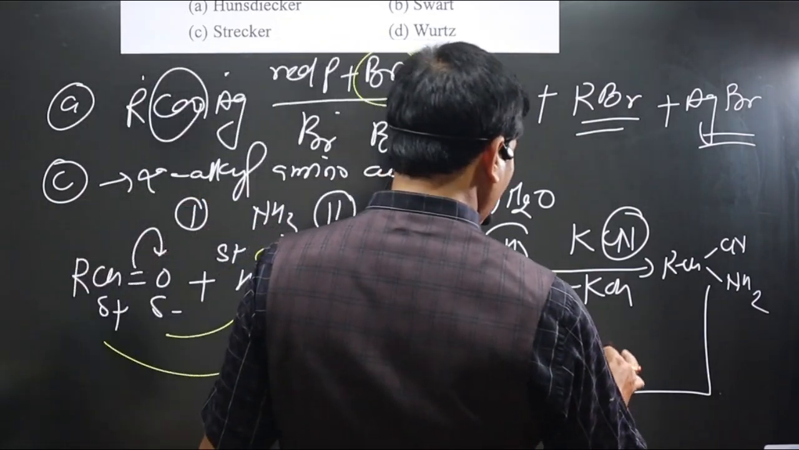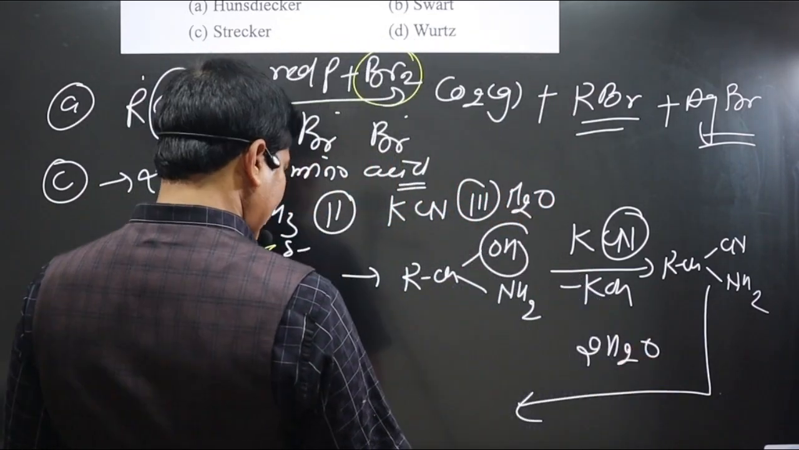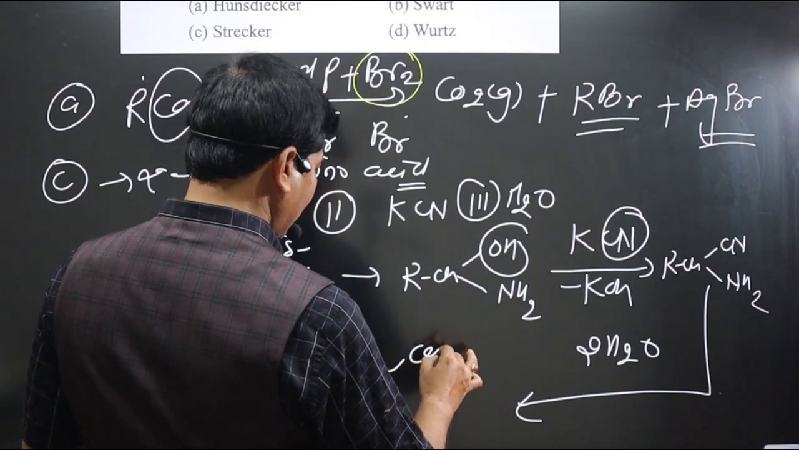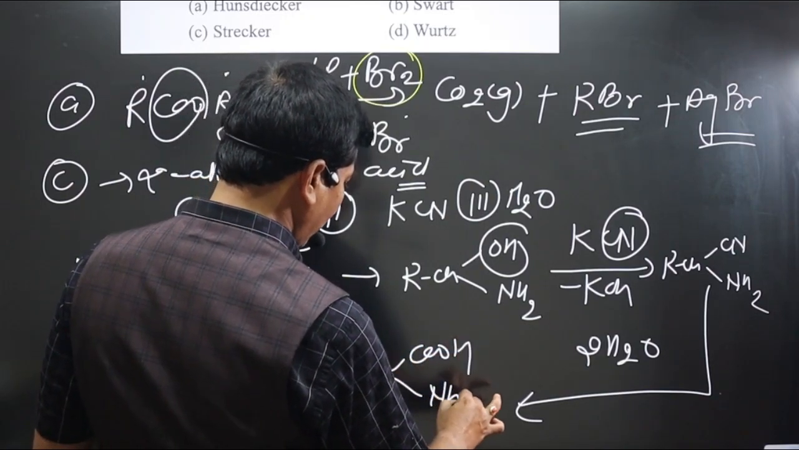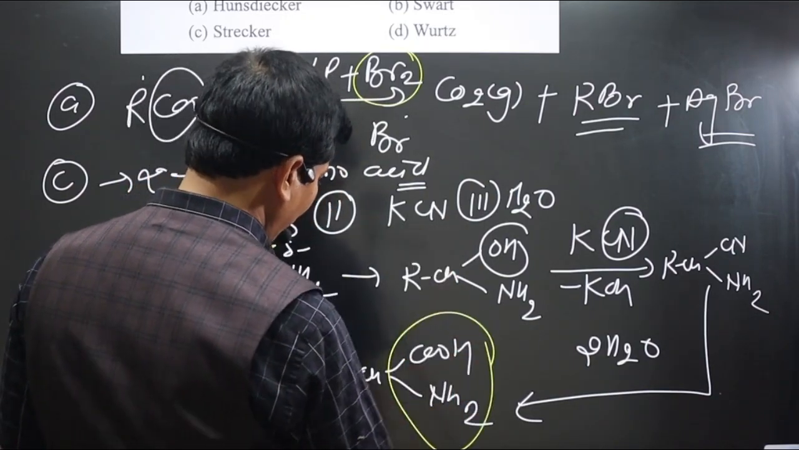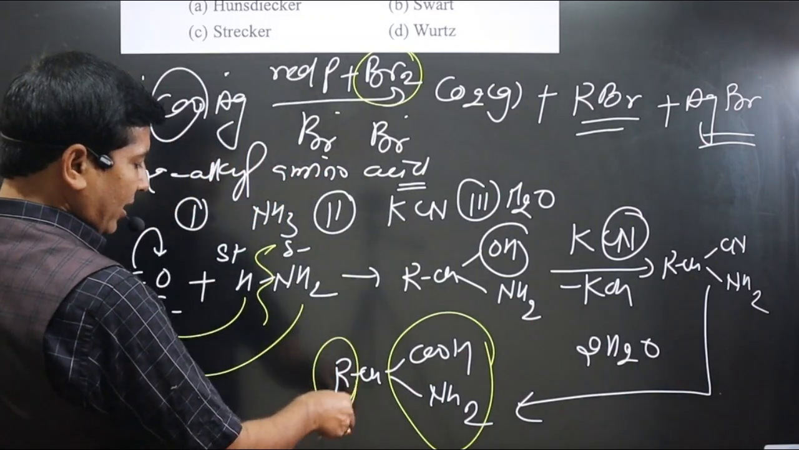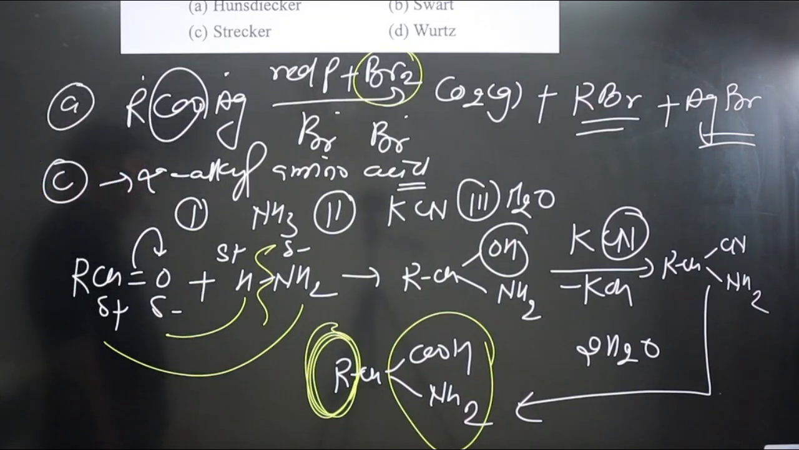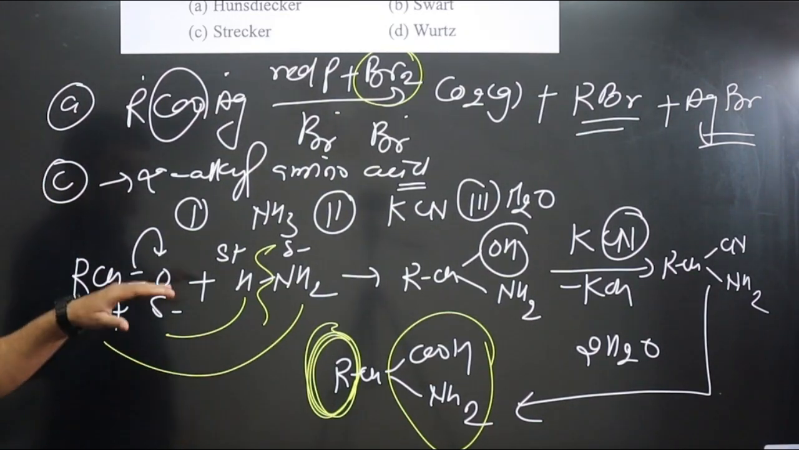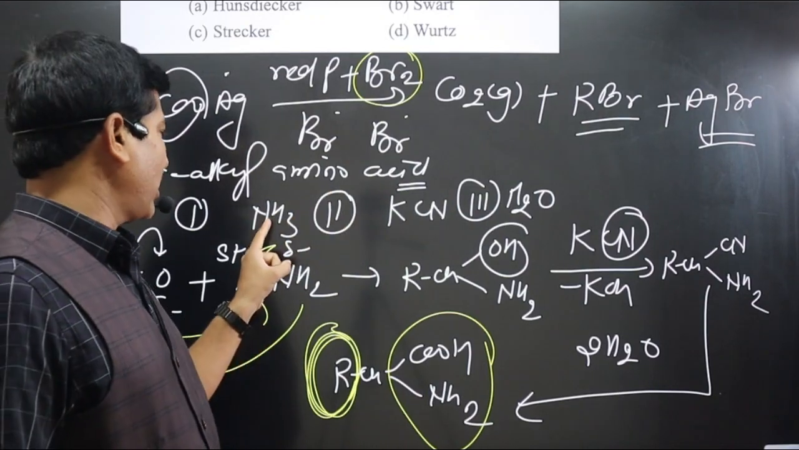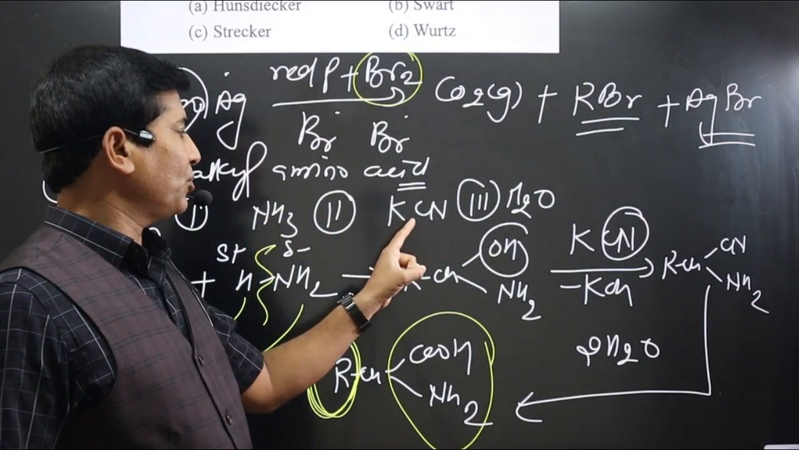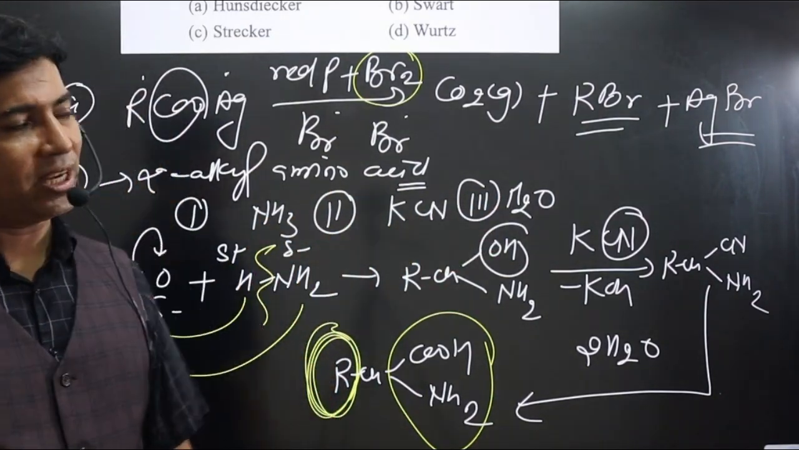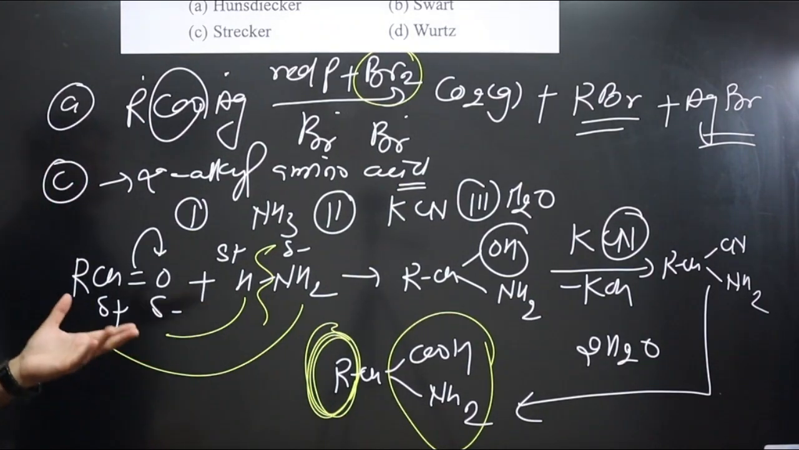So here we are carrying out the hydrolysis reaction. We get RCH, COOH, and NH2. You can see this is an alpha amino acid, an alpha alkyl amino acid. So keep in mind, the Strecker reaction is used to produce alpha alkyl amino acid, and this reaction takes place in three steps. First step ammonia, second step potassium cyanide, and third step is hydrolysis reaction. Next we have the Wurtz reaction.